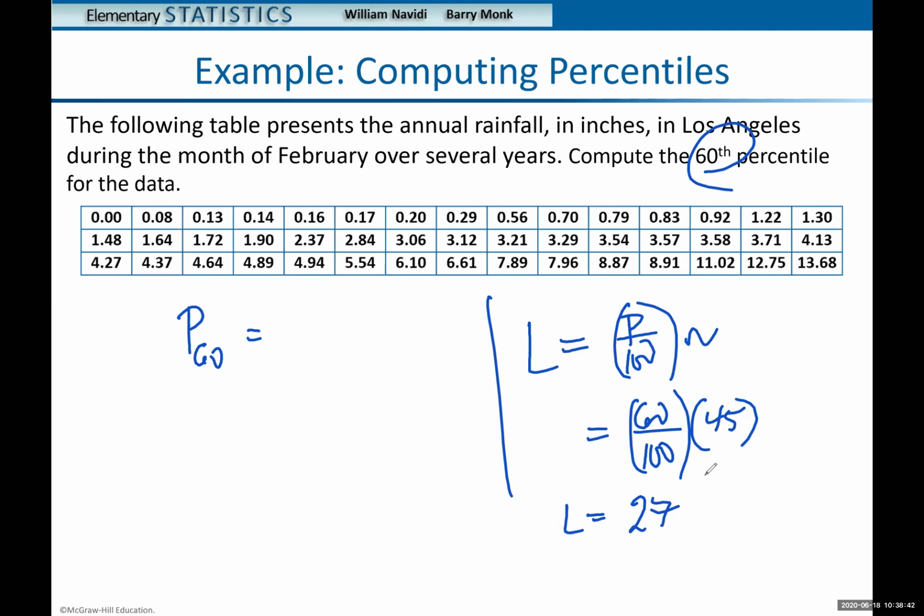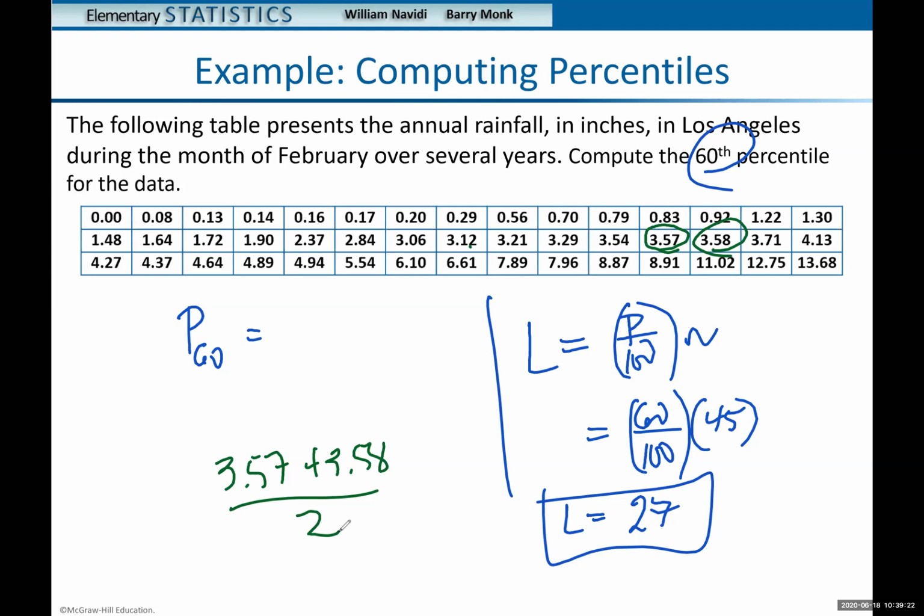If it's a whole number, L meaning the location, look for the 27th number among these 45 numbers. We know that this is 15, this is 16, 17, 18, 19, 20, 21, 22, 23, 24, 25, and 26. This is the 27th number. But if it's a whole number, you have to get the next one and get the average of these two. So it's 3.57 plus 3.58 divided by 2. The average of these two is 3.575. So that's why your P60 is 3.575.